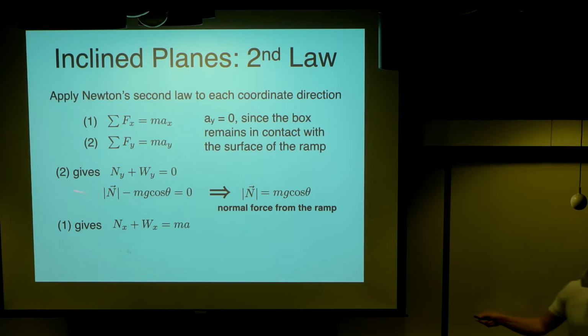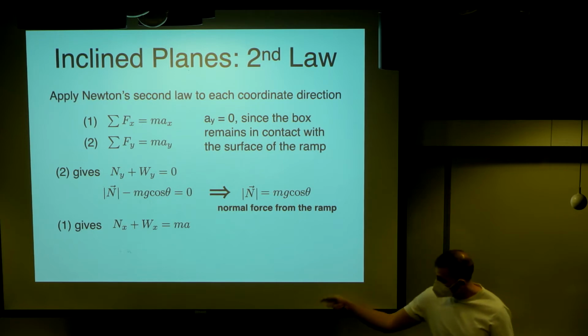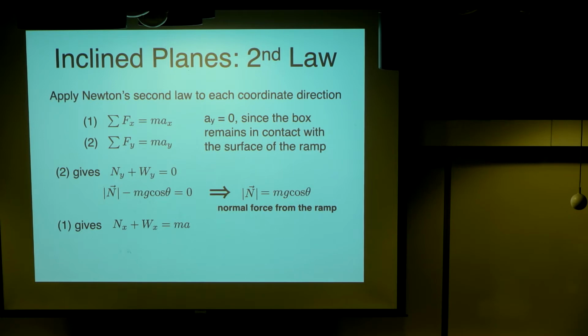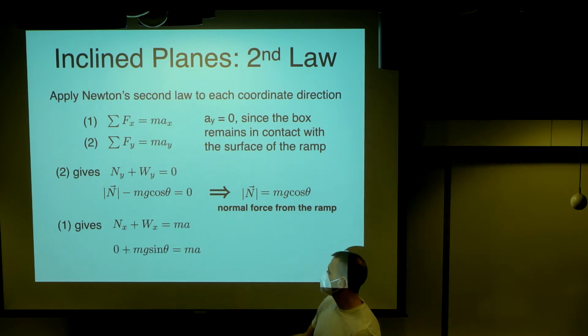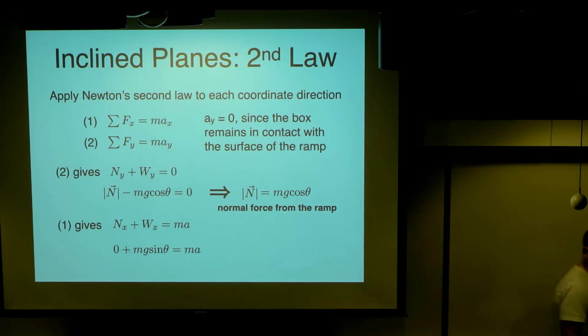Okay, normal force. What's the x component of that? 0. It's 0, right? There's only a normal force in the y direction, not in the x direction, using this tilted coordinate system. And what do we have for wx? What was that again? Just worked it out. So this was mg sine theta. Okay, so here's what we have. We have 0 plus mg sine theta equals ma. And what can I do to simplify this? Divide out the mass, it cancels out here, and it cancels out here. So we get a equals g sine theta.